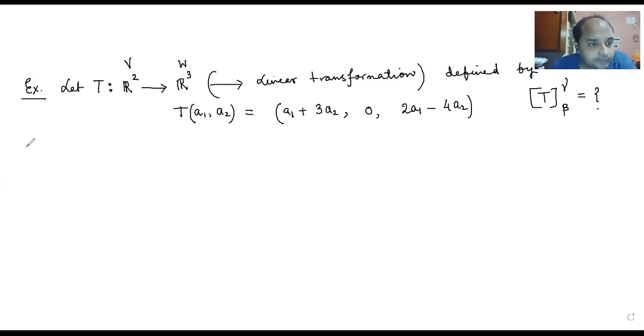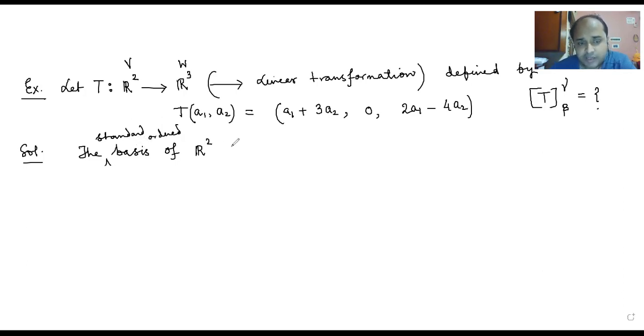Now, solution. I always try to work with the standard ordered basis. It would be much better if we write the standard ordered basis, because these theories have been generated for ordered bases, and it will be better if we work with a standard ordered basis. So the standard ordered basis of R2 is beta equals (1, 0) and (0, 1).